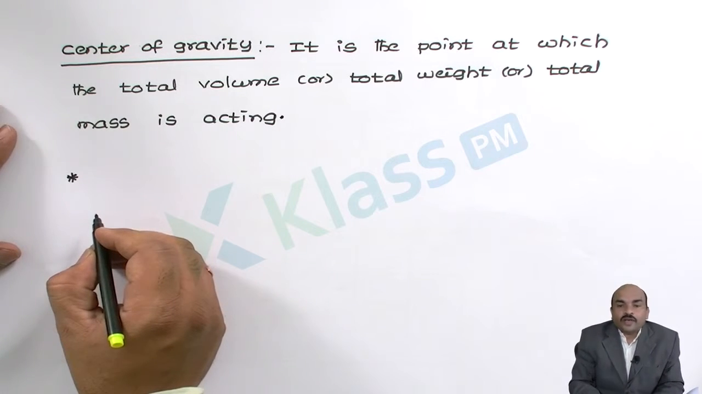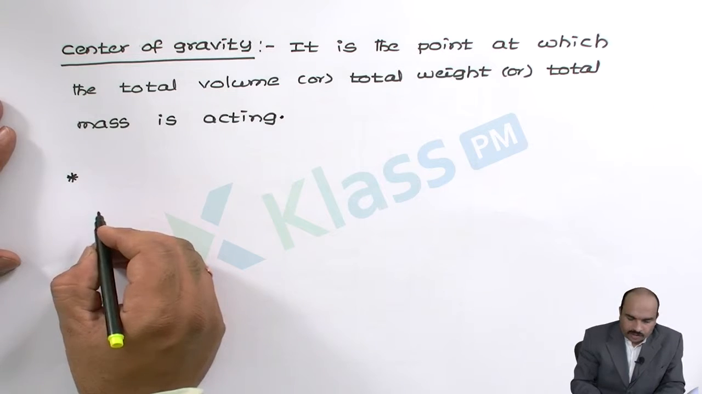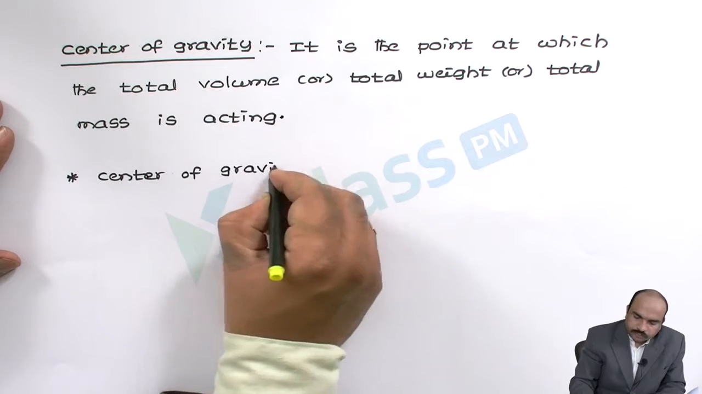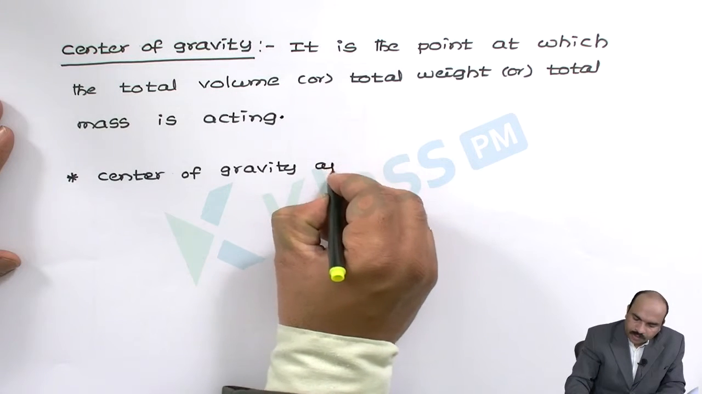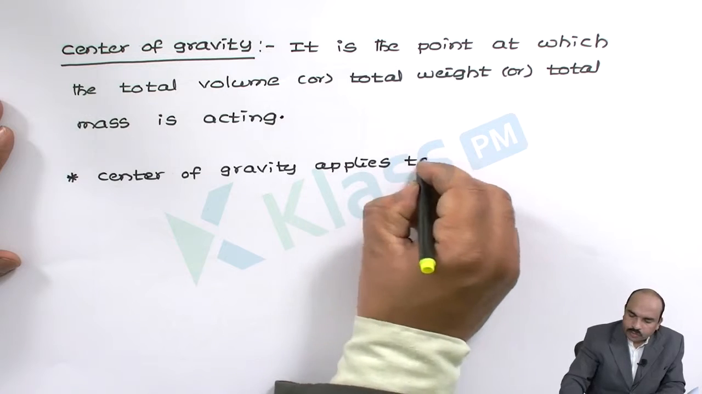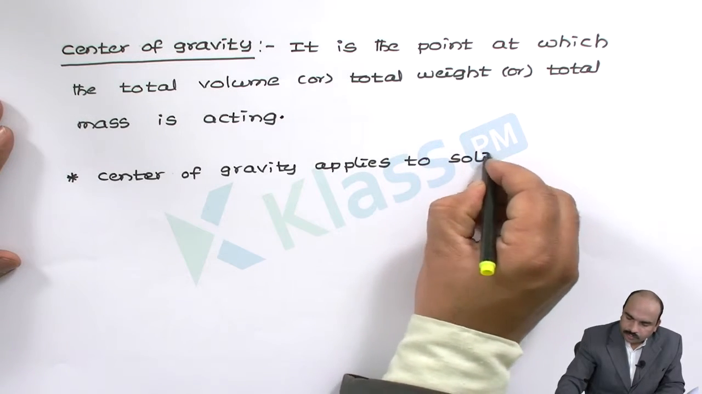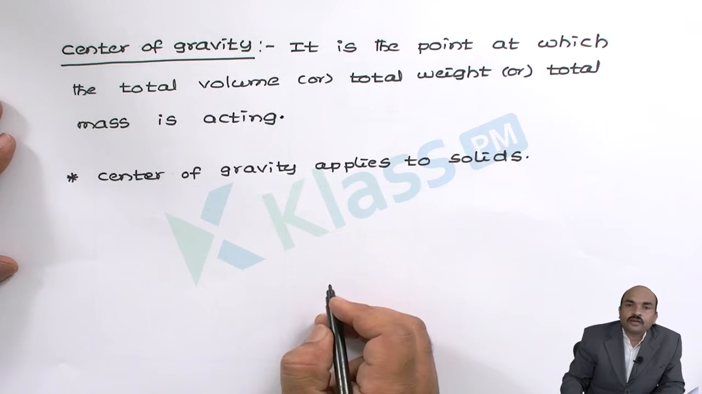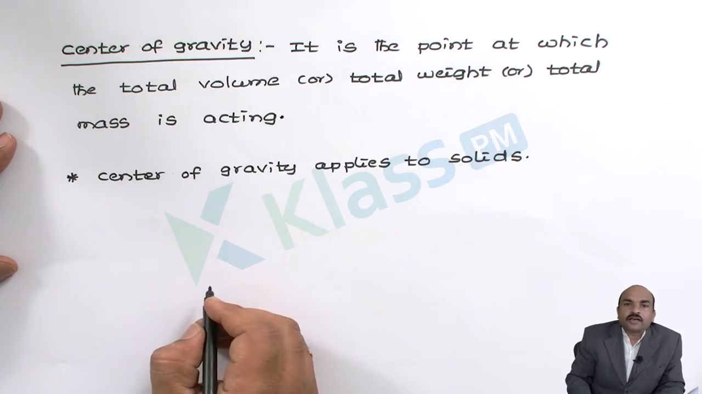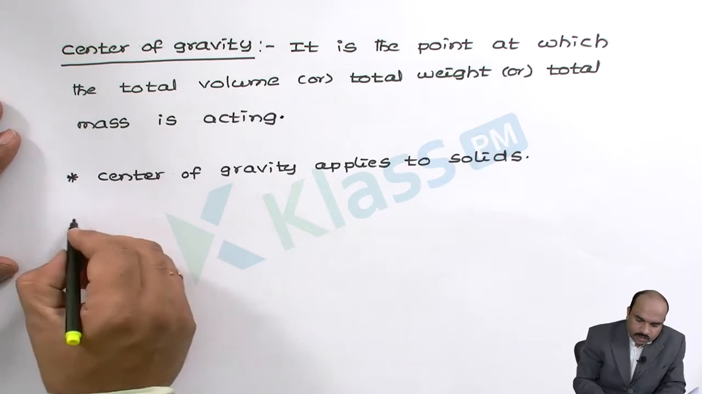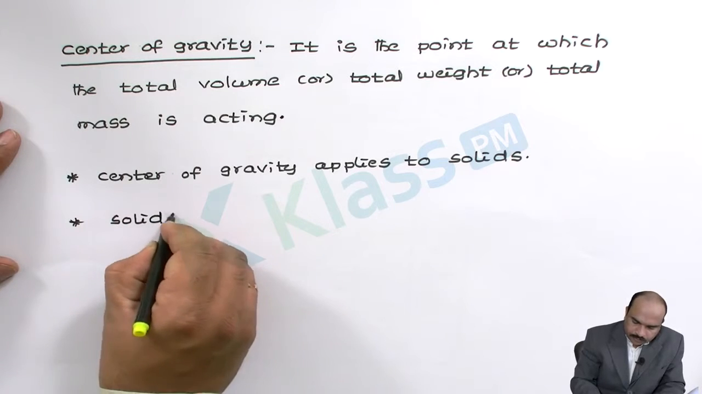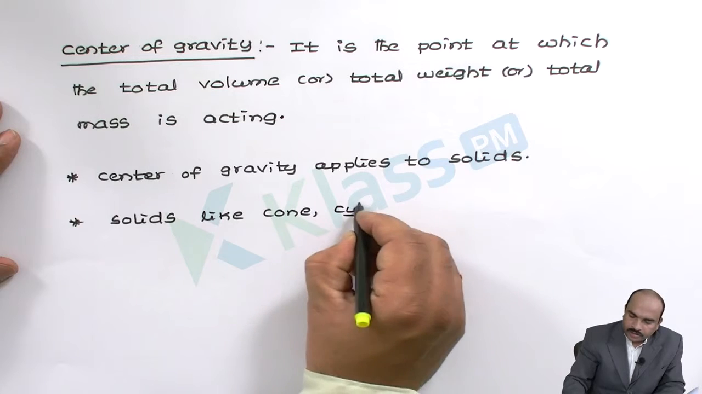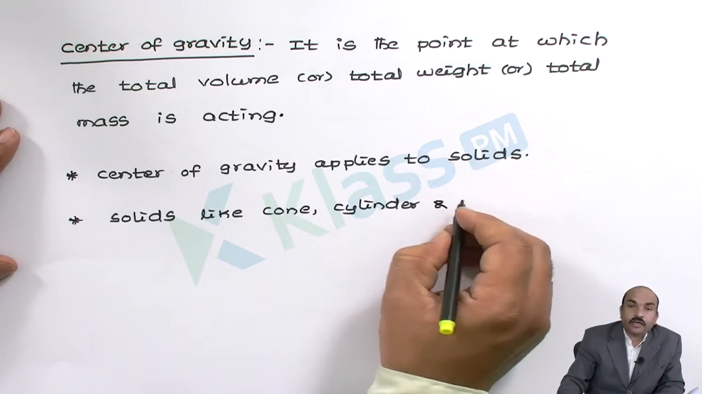Now the center of gravity will be used only for solid objects. Center of gravity applies to solids. So solids means things like cone, cylinder, sphere. We can use the center of gravity concept for solids, for example, cone, cylinder and sphere.